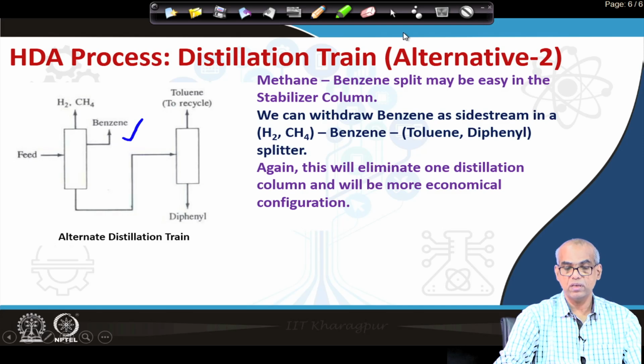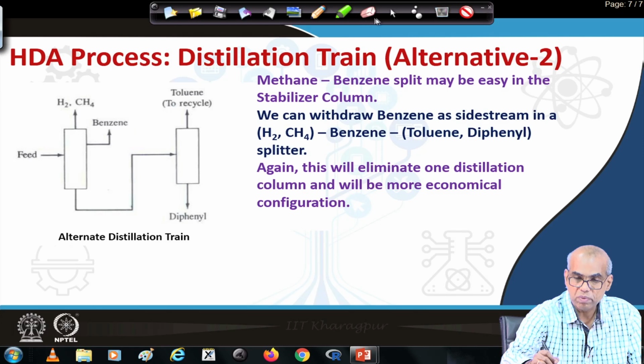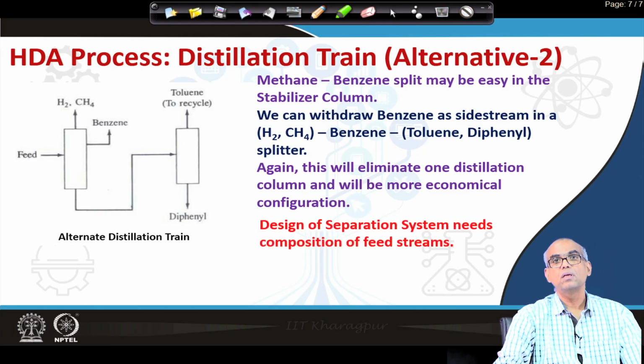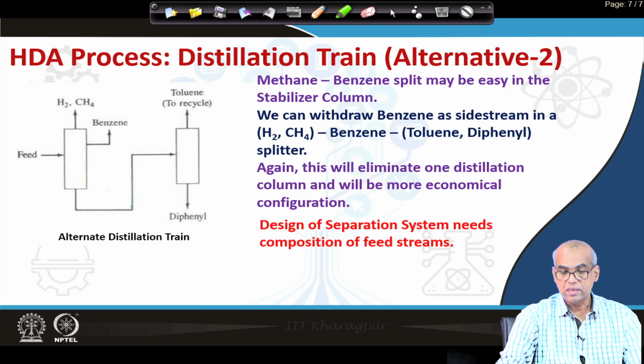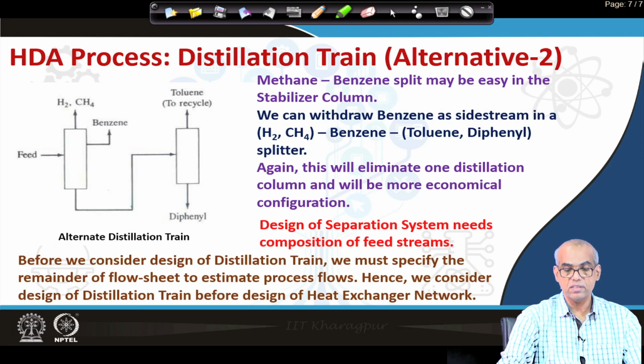Again this will eliminate one distillation column and will be a more economical configuration. What we see is that the design of the separation system needs the composition of feed streams. So, before we consider the design of the distillation train, we must specify the remainder of the flow sheet to estimate process flows. Hence, we consider the design of the distillation train before the design of the heat exchanger network.